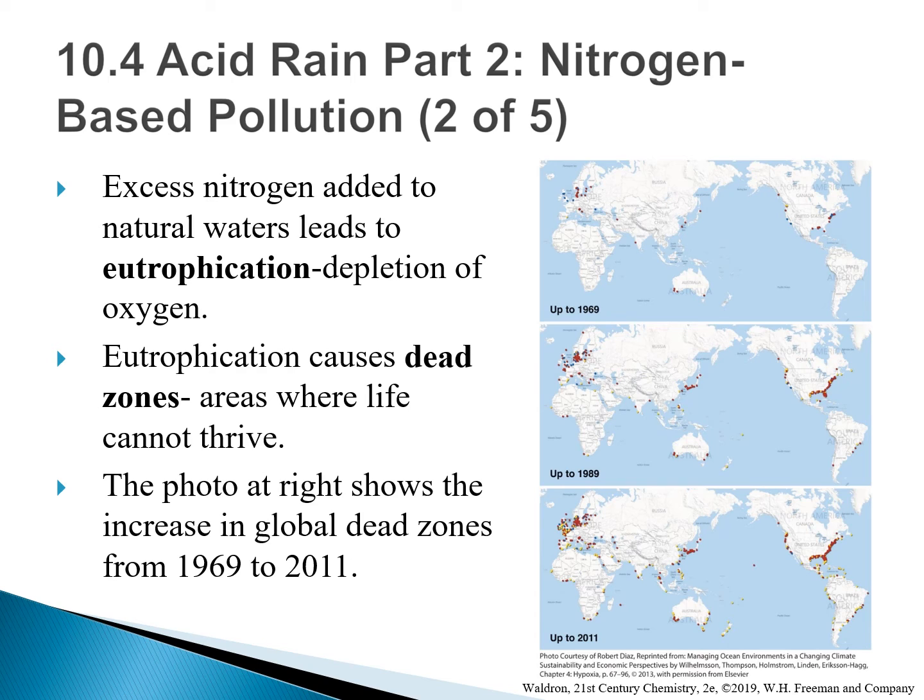eutrophication. When oxygen levels begin to fall in natural waters, the water first becomes oxygen deficient. As levels continue to drop, the eventual result is formation of a dead zone, an area where life cannot thrive. The photo at right shows the increase in global dead zones from 1969 to 2011.